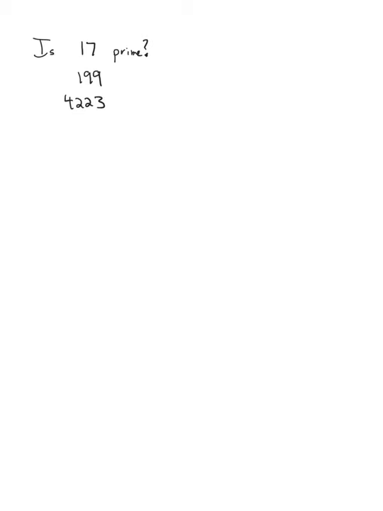Alright, so we're going to talk about how to determine if a number is prime. I wrote down three numbers here: 17, 199, 4,223. So maybe pause the video and see if you can determine a way of checking whether these numbers are prime. Don't worry about actually doing it, just think about how you do it. So pause the video now and think about that.